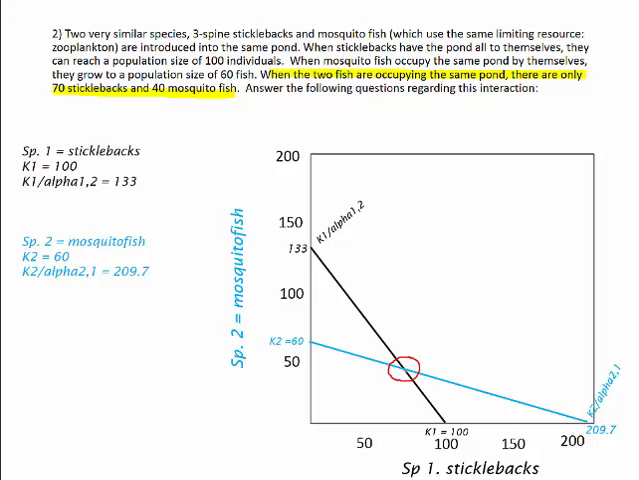So reading down on the x-axis for the sticklebacks, I'd say that's about 70, right about there, more or less. And if we read over here on the y-axis, that's roughly about 40 for the mosquito fish. So things are looking good. I think we've got a good graph here that represents the problem pretty well. But we're not going to stop here.